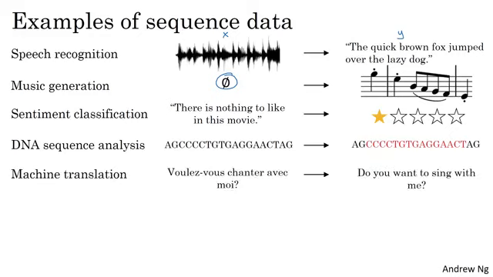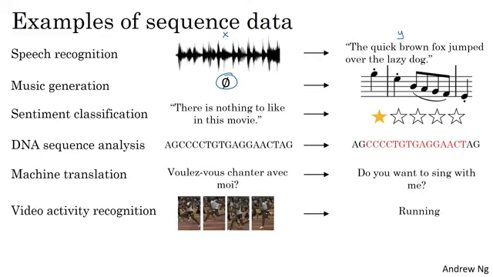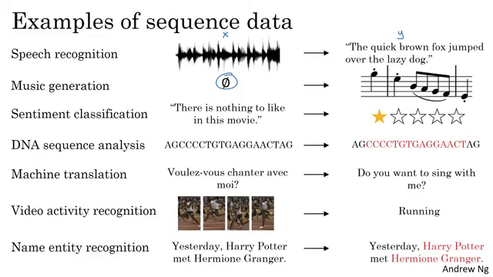In machine translation, you are given an input sentence, "Voulez-vous chanter avec moi?" and you're asked to output the translation in a different language. In video activity recognition, you might be given a sequence of video frames and asked to recognize the activity. And in named entity recognition, you might be given a sentence and asked to identify the people in that sentence. So all of these problems can be addressed as supervised learning with label data X, Y as the training set.